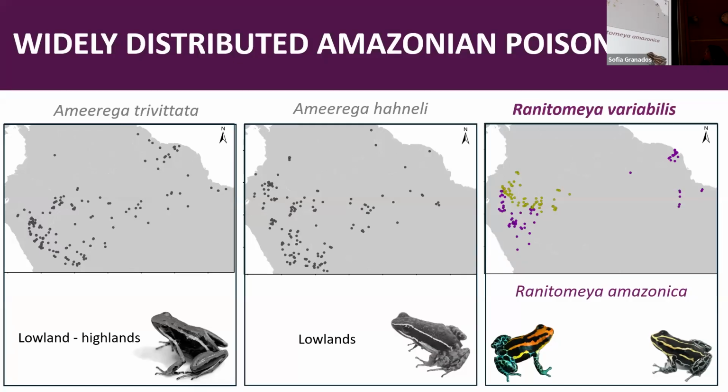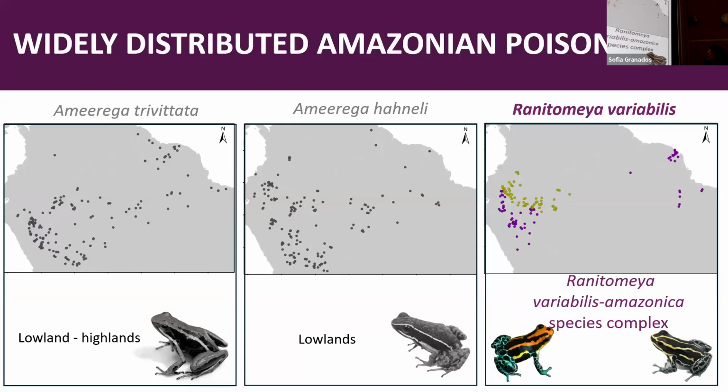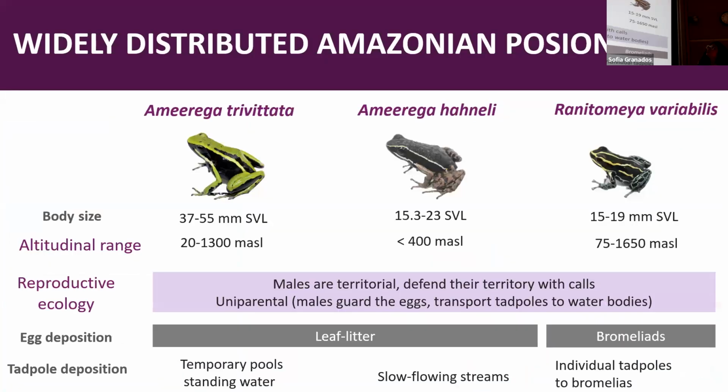So in order to understand what's going on with this species, we need to talk about both. So I'm going to be referring to these two species as the Ranitomea variabilis-amazonica species complex. But keep in mind that my focal species will always be variabilis, because it's the one that has the huge, wide distribution. So these species, even though they have wide distributions, are quite different in several aspects.